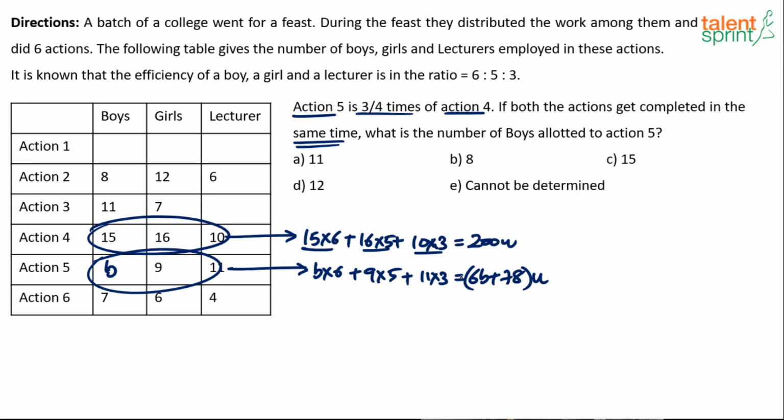So what is the number of boys? Basically B has to be found. What is the number of boys we have to do? Action 5. See, the simple point to be noted is that action 5 is 3/4 times of action 4, meaning work 5 is 3/4 times of work 4.